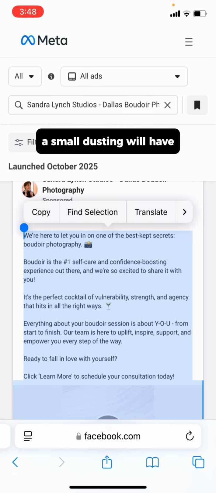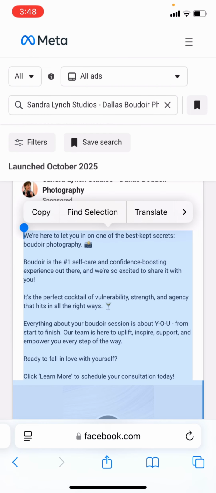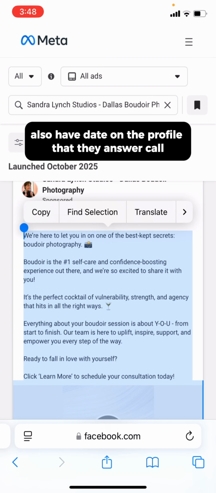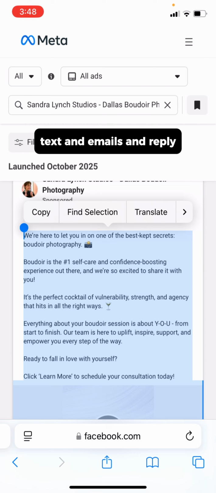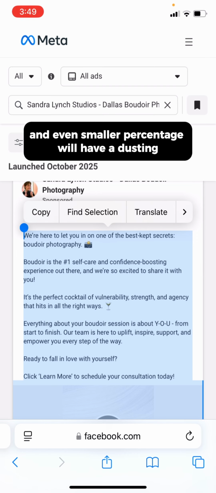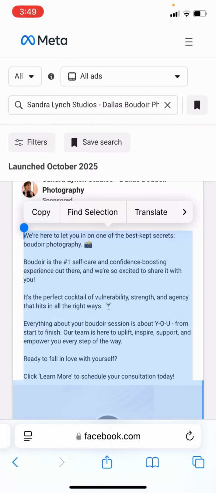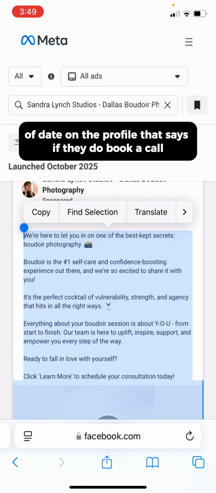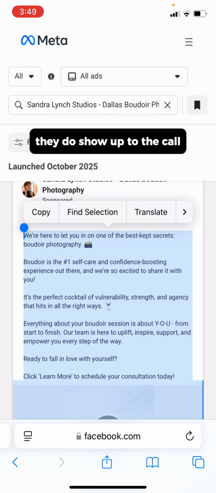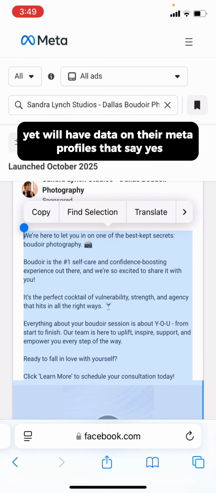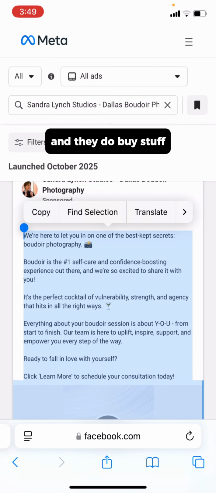And yes, a small dusting will also have data on their profile that they answer calls, texts, and emails and reply. An even smaller percentage will have a dusting of data on their profile that says yes, they do book a call, they do show up to the call. And an even smaller dusting yet will have data on their Meta profiles that says yes, they do fill out the form and they do buy stuff. But dude, this dusting is so tiny.